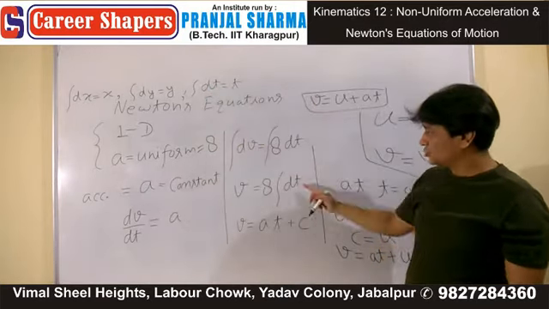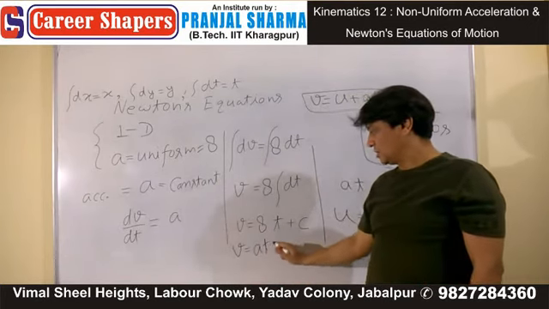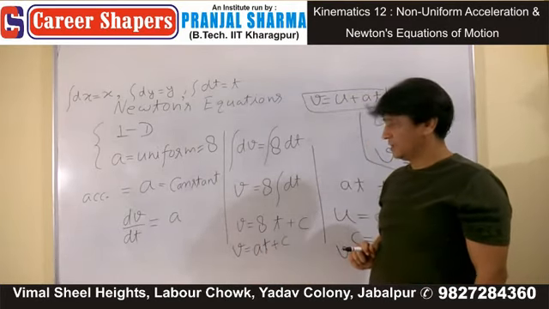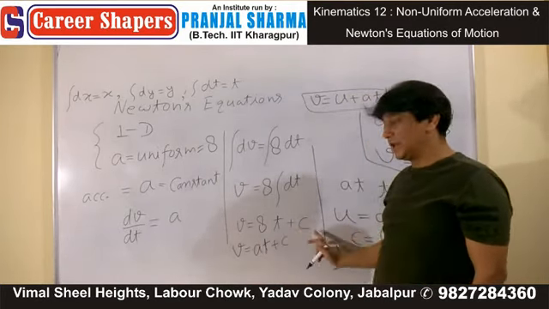But I took 8 just to explain the concept. What is 8 in this? a. So this is your at plus c. After integration, one must use a constant of integration. How do you find the constant of integration? They will always provide information like this. The information is that initially velocity is u.